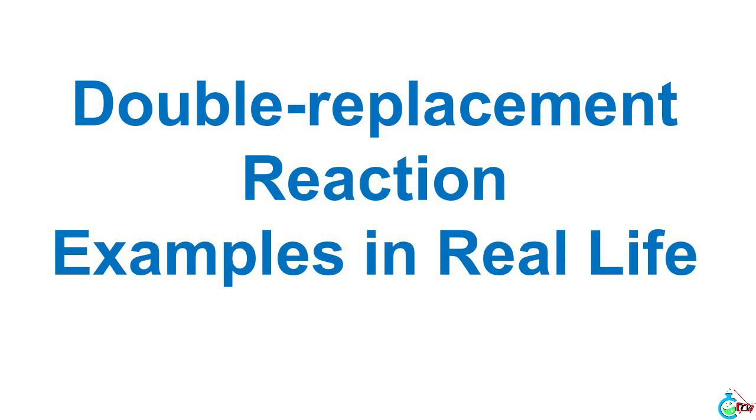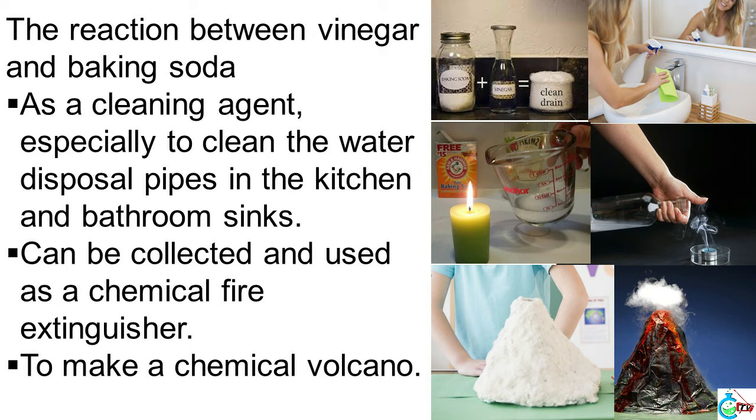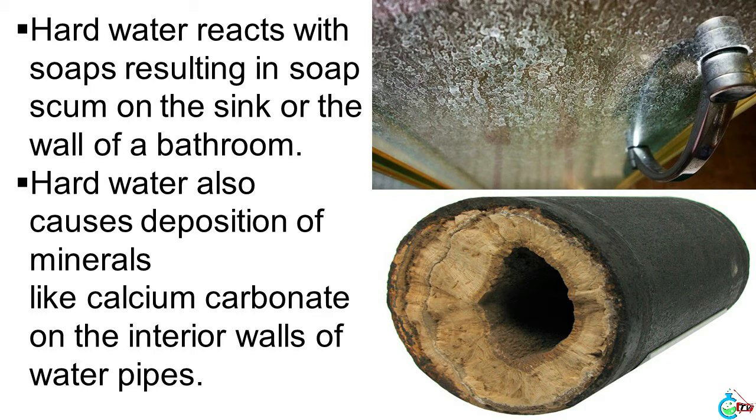Double replacement reaction examples in real life. The reaction between vinegar and baking soda is used as a cleaning agent, especially to clean the water disposal pipes in the kitchen and bathroom sinks. It can be collected and used as a chemical fire extinguisher. It is also used to make a chemical volcano. Hard water reacts with soaps, resulting in soap scum on the sink or the wall of a bathroom. Hard water also causes deposition of minerals like calcium carbonate on the interior walls of water pipes.